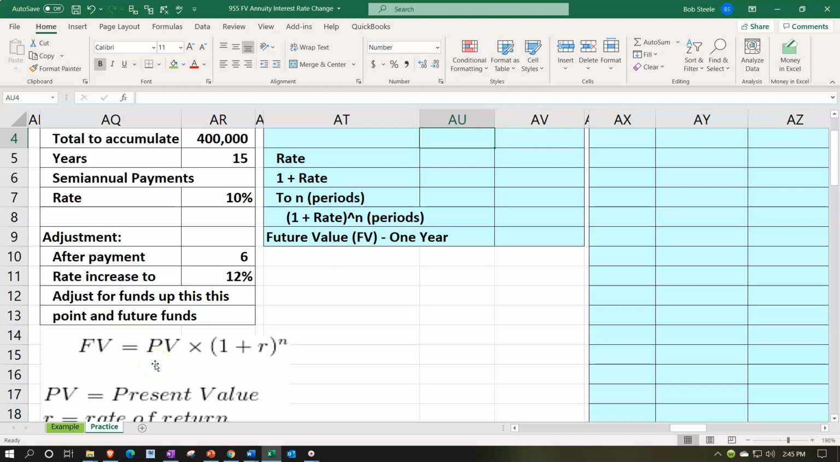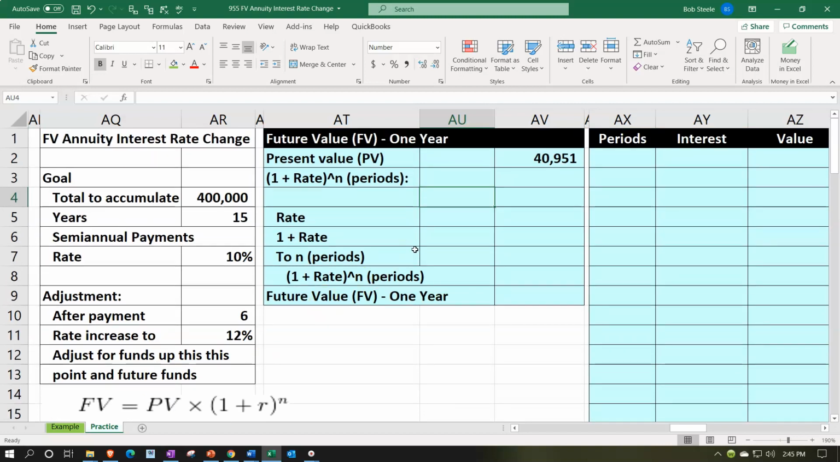Future value equals present value times 1 plus r to the n. So we're just putting that into a table. So 1 plus r to the n. So I'm going to say 1. And then for r, I'm going to use this 12% here, but I'm going to make it like a semi-annual because I want to match that up to the number of periods. So I'm going to make this green down here, so I'm less likely to mess up the wrong rate.